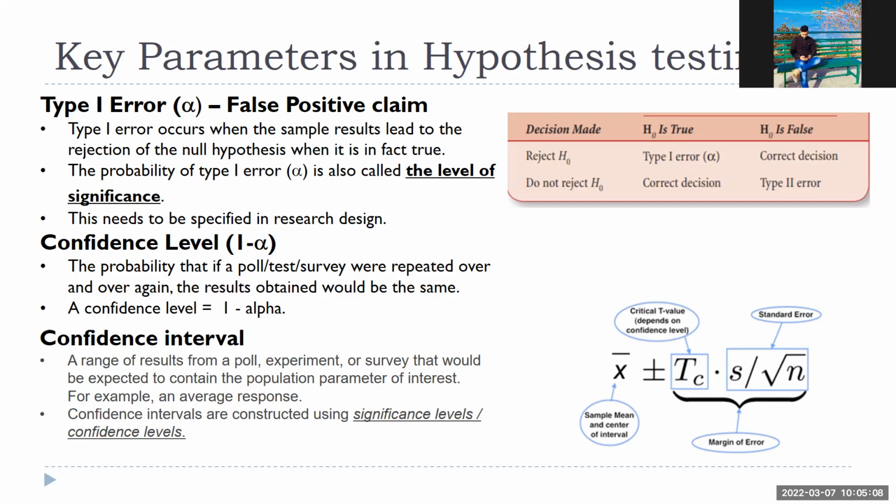Sir, then how can we control these errors, type 1 and type 2 errors? What are the ways to control and minimize those errors, sir? Type 1 and type 2.